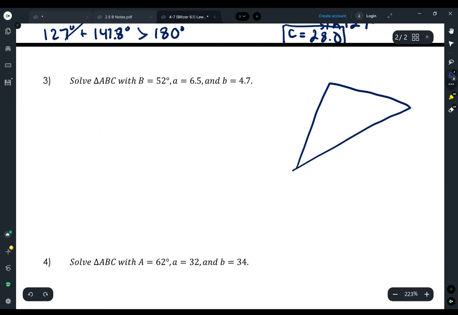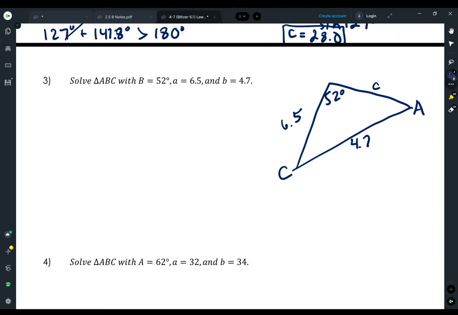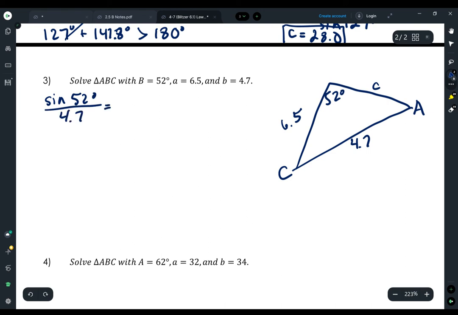So on this one, I have angle B is 52 degrees. Side B is 4.7. Angle A, I don't know, but side A is 6.5. And then we'll do C and then little c. All right, so it looks like we have to start with B again. So sine of 52 degrees over 4.7 equals, and we have to go with A because we have side A, so sine A over 6.5.